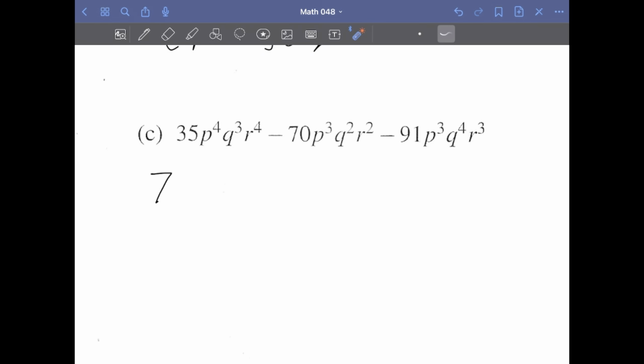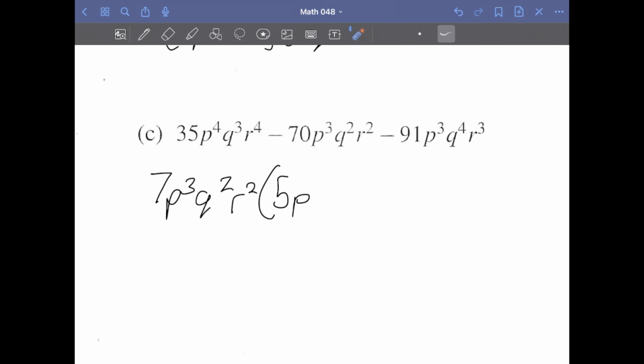And what other variables can we factor out? I see p, q, and r is common in all. But we're going to choose the p that has the lowest exponent, the q that has the lowest exponent, and the r that has the lowest exponent. So p, lowest exponent is p cubed, so we're going to factor out p cubed. Q, lowest exponent is squared, so we're going to factor out q squared. R, lowest exponent is squared, so we're going to factor out r squared. 35 divided by 7 is 5, so you're left with 5. P to the power of 4 divided by p cubed, we're just left with p.